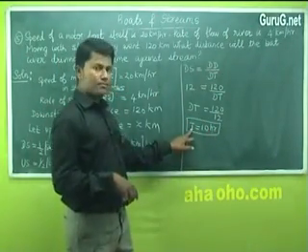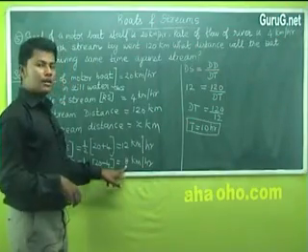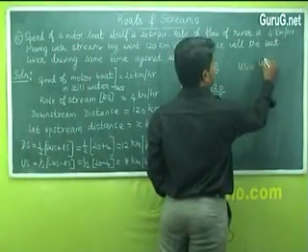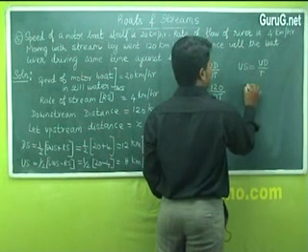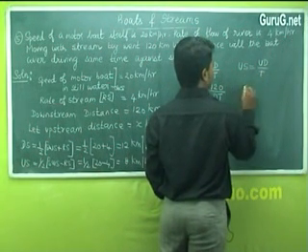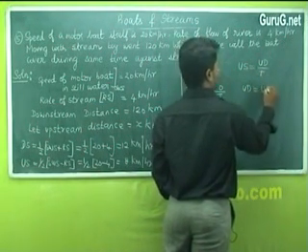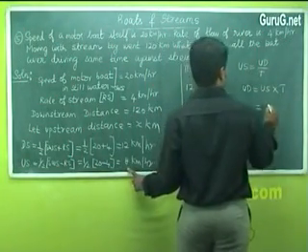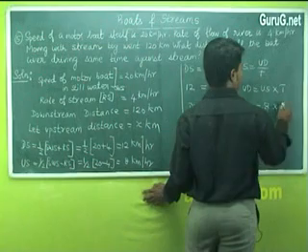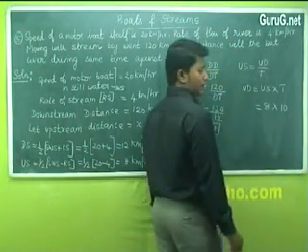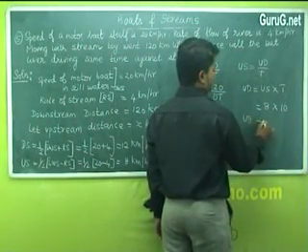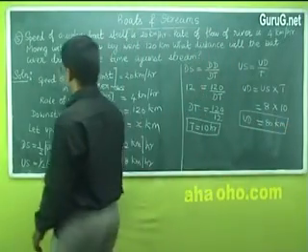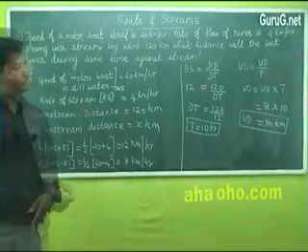Now you have time, you have upstream speed. You can find the upstream distance. Upstream speed is equal to upstream distance by time. Upstream distance is equal to upstream speed into time. What is upstream speed? Upstream speed is 8. What is time? 10 hours. So what is the upstream distance? 80 kilometers. So upstream distance is 80 kilometers.